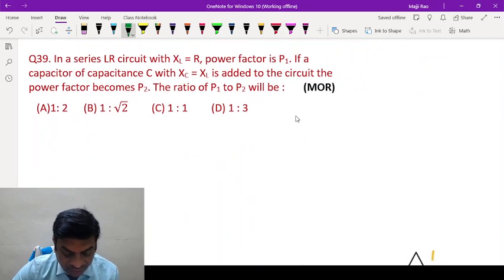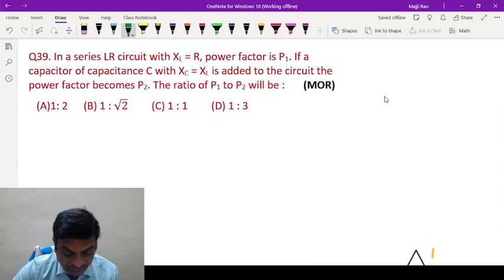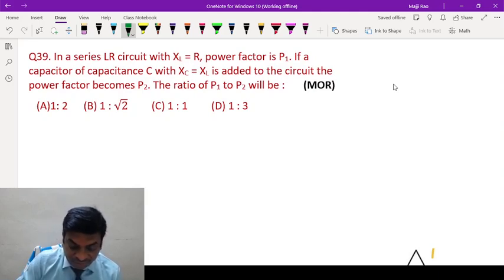In a series LR circuit with XL equal to R, power factor is P1. If a capacitor of capacitance C with XC equal to XL is added to the circuit, the power factor becomes P2. Find the ratio of P1 and P2.